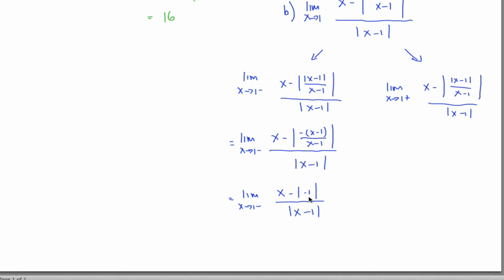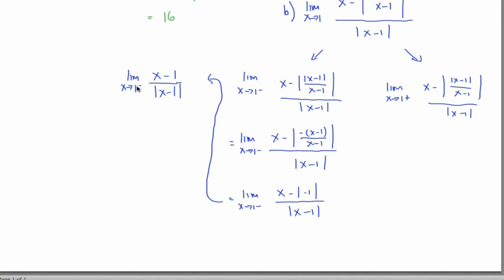The absolute value of negative 1 is just positive 1. So this is really just saying the limit as x approaches 1 from the negative side of x minus the absolute value of negative 1, which is 1, divided by the absolute value of x minus 1. I'm almost done. I've reduced this thing. I've gotten rid of a lot of the absolute value symbols. I just have one left down here on the bottom.